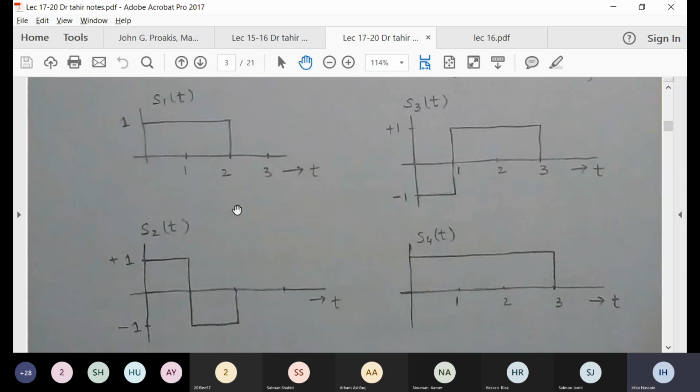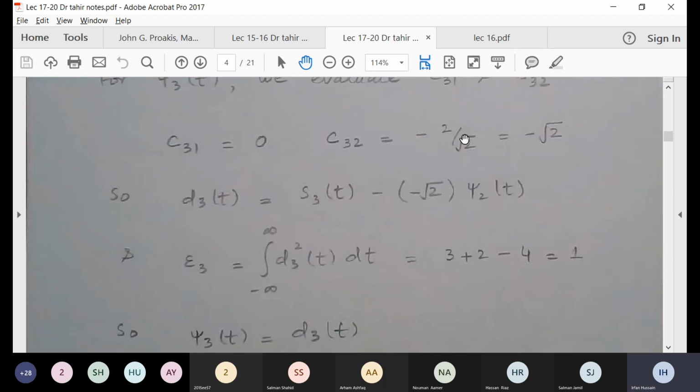So you can see, 1 over under root 2, so this is minus 1 over under root 2, and this is also minus 1 over under root 2. So minus 1 over under root 2 times minus, this becomes minus 2 over under root 2. So this becomes minus under root 2. This becomes minus under root 2. All right.